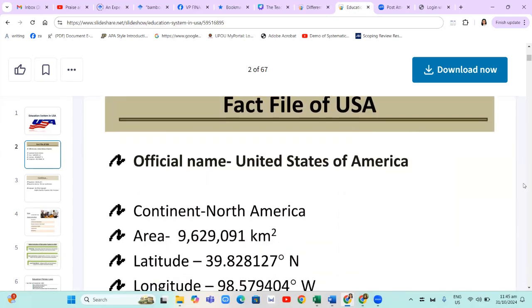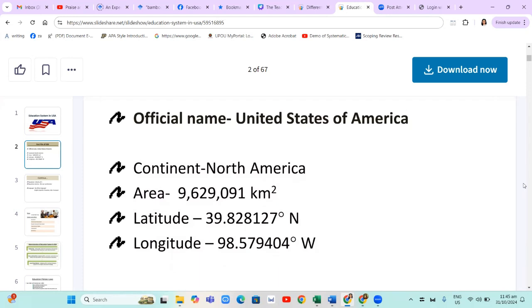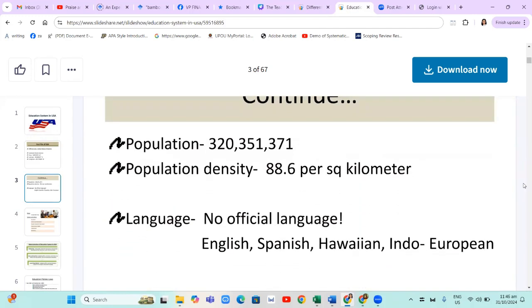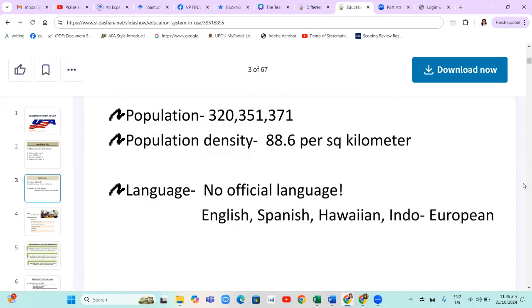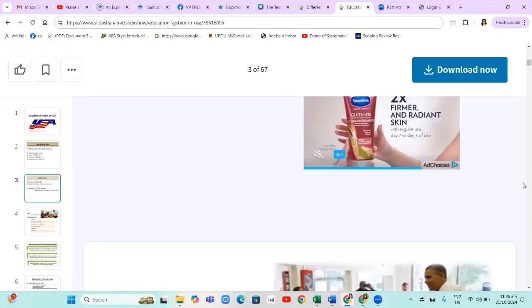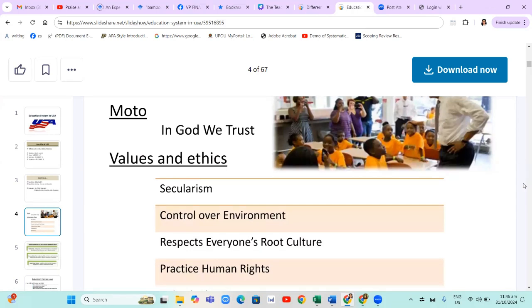The USA, the official name is United States of America, is in the continent of North America. The area is 9,629,091 square kilometers, at 39 degrees north and 98 degrees west in longitude. The population is about 320 million, and the population density is 88.6 per square kilometer. There is no official language, for many languages are used in the United States of America, such as English, Spanish, Hawaiian, and European languages. The motto is "In God We Trust."